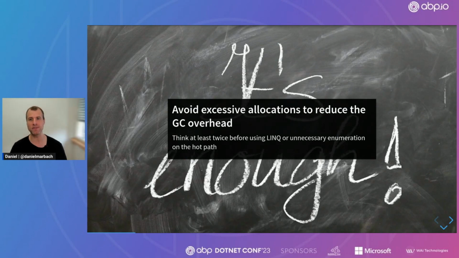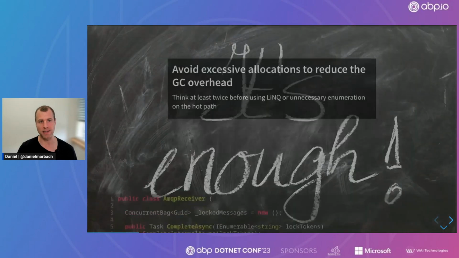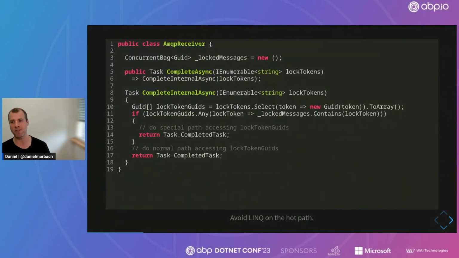The AMQP receiver is the driver behind Azure Service Bus and Azure Event Hubs for the message and event receival and acknowledgement mechanics. I have here a highly simplified piece of the actual code. I also removed a few boilerplate things and replaced a few things so that it's easier to digest. So what we can see here is this AMQP receiver. And the Azure SDK team has a few rules.